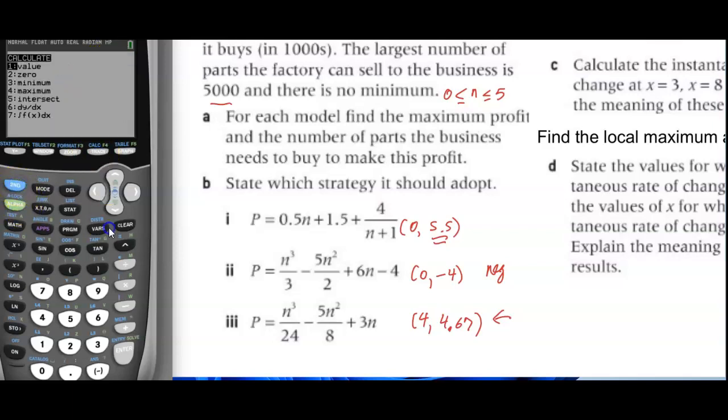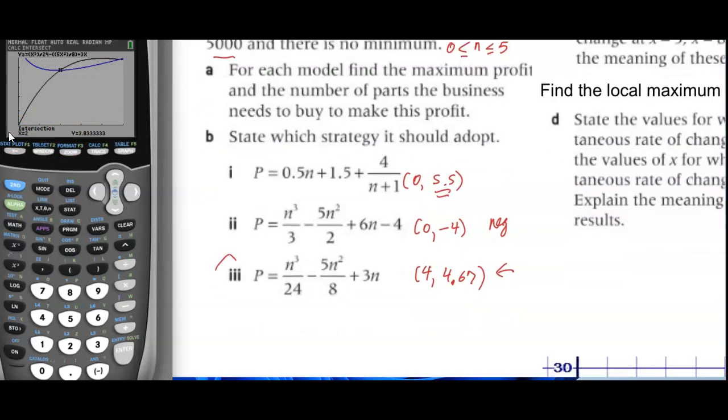Second calc, intersect, enter, enter, enter. So the intersection is 2, 3.83. So we should use this strategy for x is greater than 2. And then we should use this strategy for when x is less than 2.